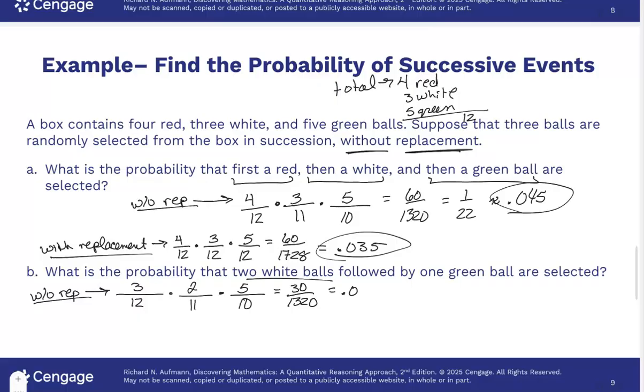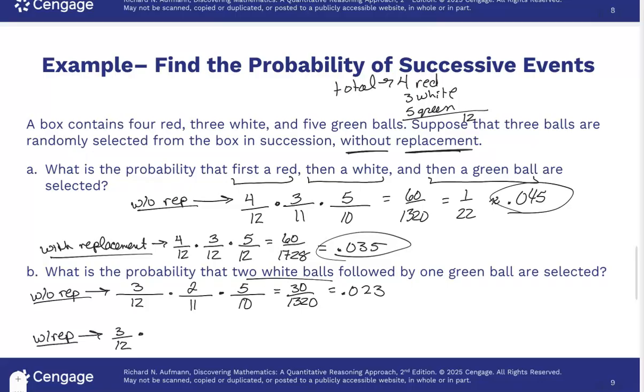It's about 0.023. So just for fun, let's do it with replacement so we can compare. So with replacement, the first ball being white has a probability of 3 out of 12. We assume we picked a white one. We're going to throw it back in. Now it's going to be possibly selected again.